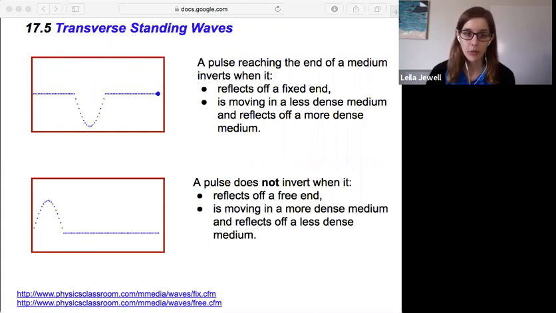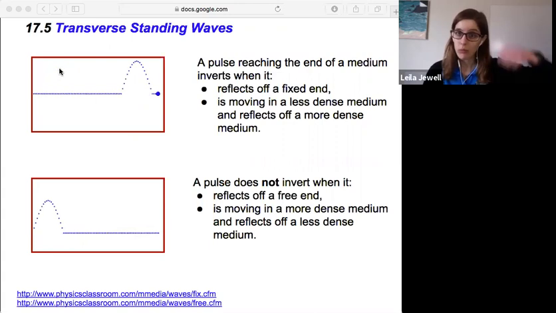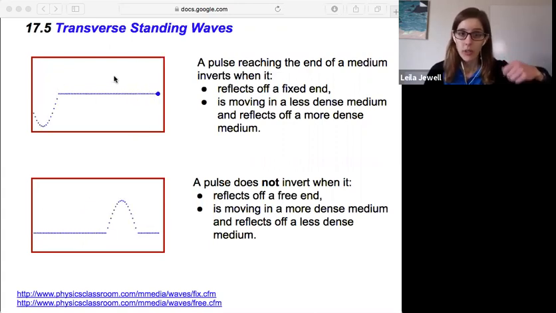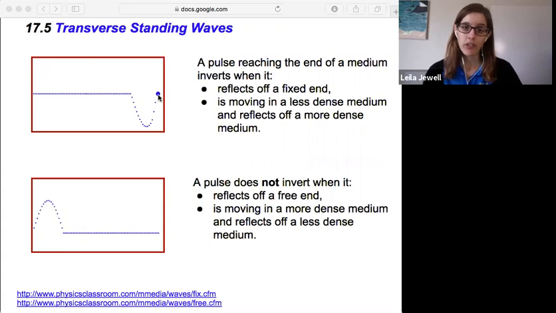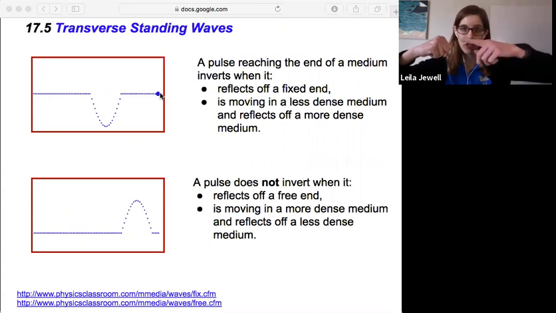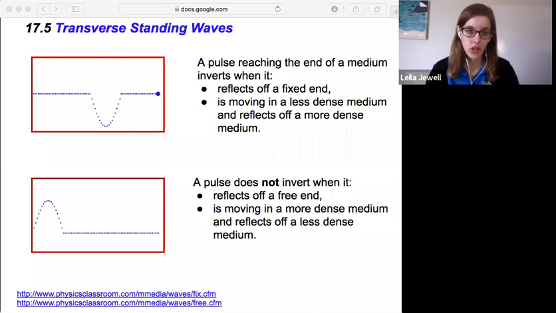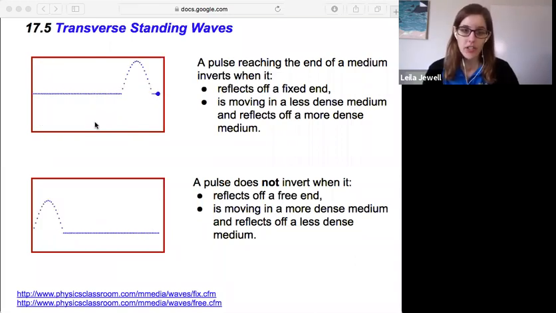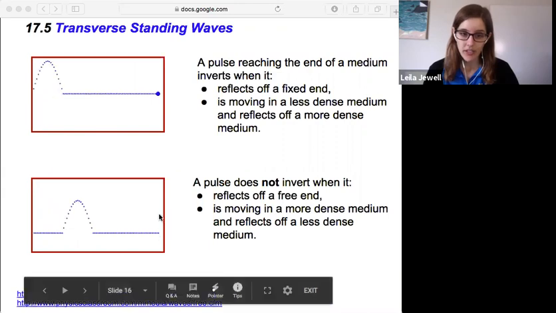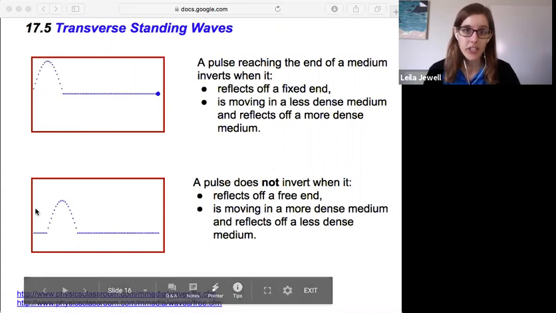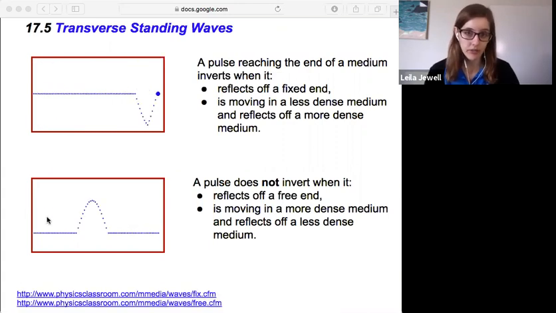So if you have a pulse like on a string, you can wiggle your string up and down. If it reaches the end of the string, it will invert, or go down instead of up, if it reflects off of a fixed end, like what's shown here. So if you hold one end of the string and it comes towards you, and if it's a positive coming towards you, whoop, it flips and it becomes a trough going away. Interestingly, a pulse doesn't invert if it's a free end. If the end is able to go up and down with it, it'll keep going up and it'll bounce back with that same orientation of the up wave.